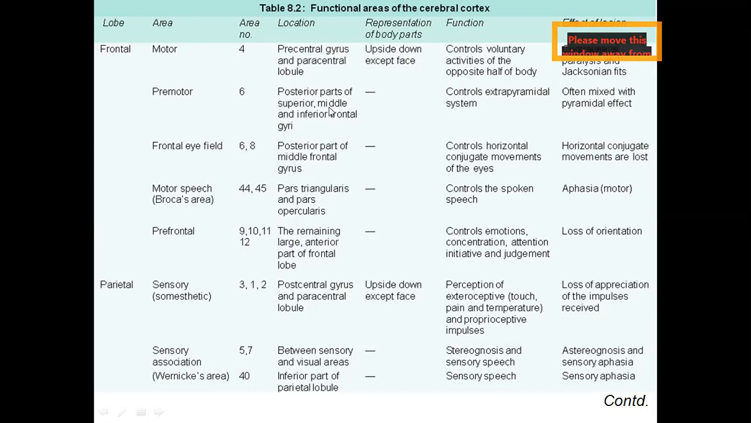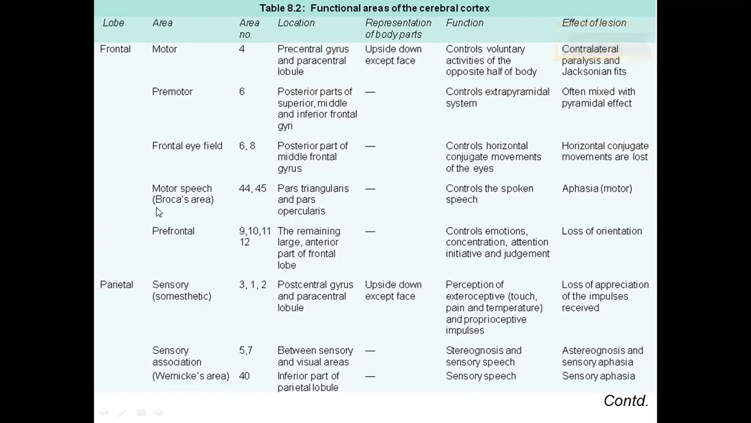We have seen premotor area number 6 in the frontal lobe, which is situated in the posterior parts of the superior, middle and inferior frontal gyri. It controls the extrapyramidal system. If this is damaged, the person will have mixed pyramidal effects. Like that we have the frontal eye field, area number 6 and 8, present in the posterior part of the middle frontal gyrus, which controls the horizontal conjugate movements of the eyes. This is only a summary I am showing you. If the frontal eye field is damaged, horizontal conjugate movements of the eyeball are lost.